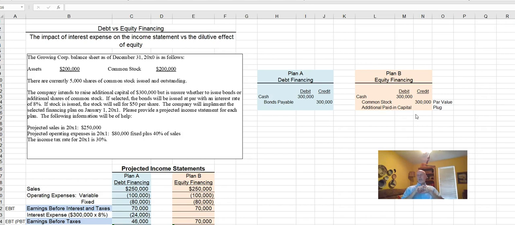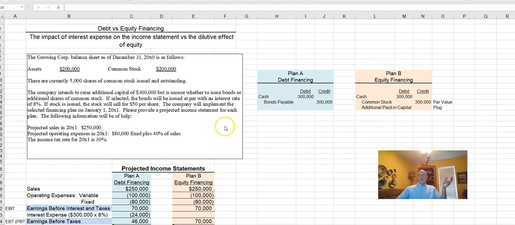Par value basically represents the face value of the stock. If you sell it for more than par, you use this other account, additional paid-in capital. In any event, Plan A is borrowing money. Plan B is issuing stock.